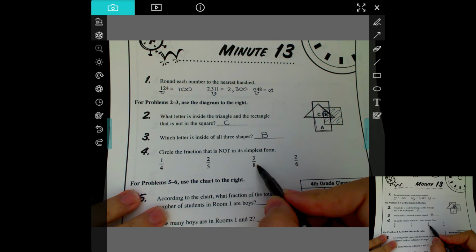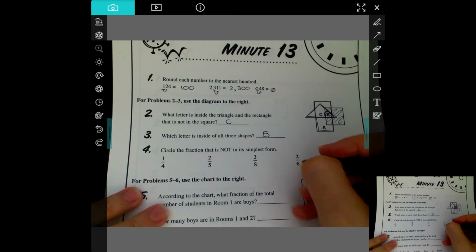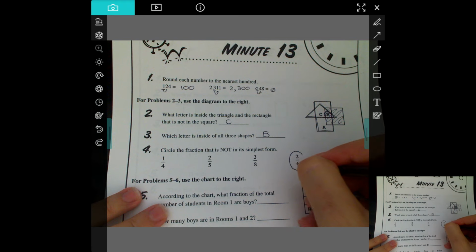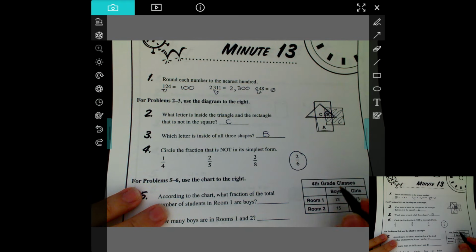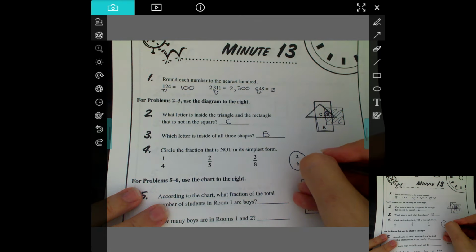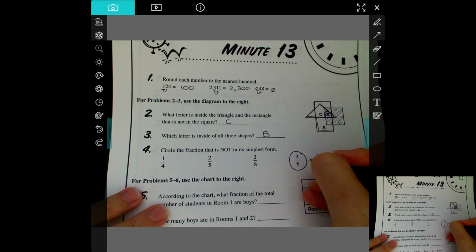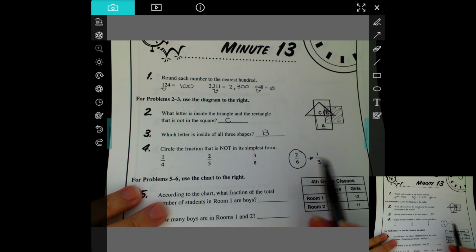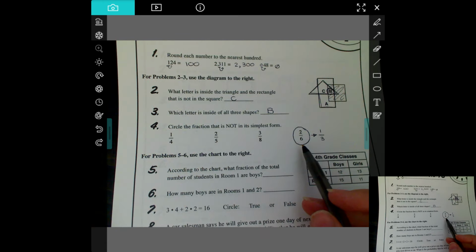3/8. Again, 3 doesn't go into 8. 8 doesn't go into 3. There is no factor that they share among them. So this is in simplest form. And then we have 2/6. I know that this is not yet in simplest form because both of these numbers are even. Therefore, they can both be divided by 2. So technically, a simplest form here would be 2 divided by 2, which is 1, and 6 divided by 2, which is 3. So 1/3 would be the simplest form of 2/6.